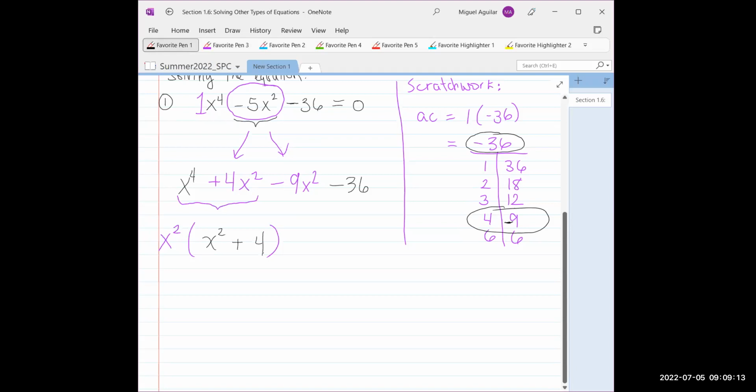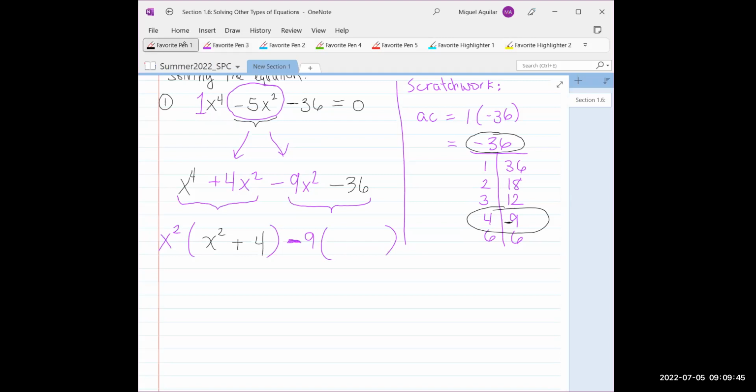Now, looking at the next two terms, what do these two terms have in common? Keeping in mind that because the first term is negative, we're going to factor out the negative. Okay. But what do 9 and 36 have in common? The 9 can go into 36. Yeah. So 9 is going to be the largest number that goes into both 9 and 36. So we're going to factor out that negative 9.